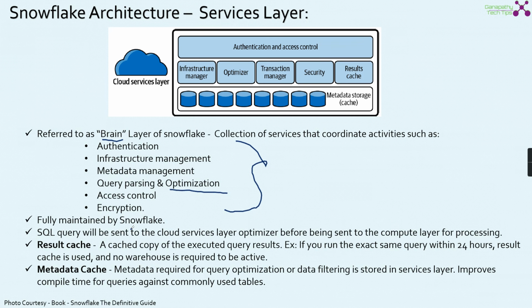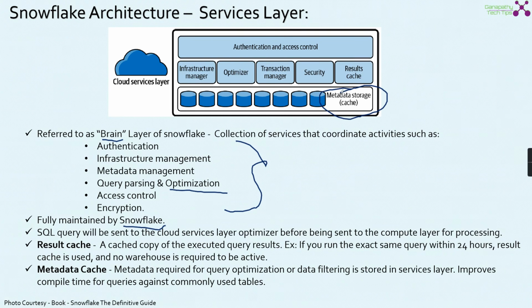It's a fully managed layer by Snowflake. That is very important. We are not going to do anything. In fact, we don't have much visibility of this layer as well. It's completely managed by Snowflake. So whenever a SQL query is sent to the cloud services layer, the optimizer, before being sent to the compute layer for processing, as we discussed earlier, does the optimization work based on the metadata which is stored there, and then it will send the query to the virtual warehouse layer and then to the data storage layer.